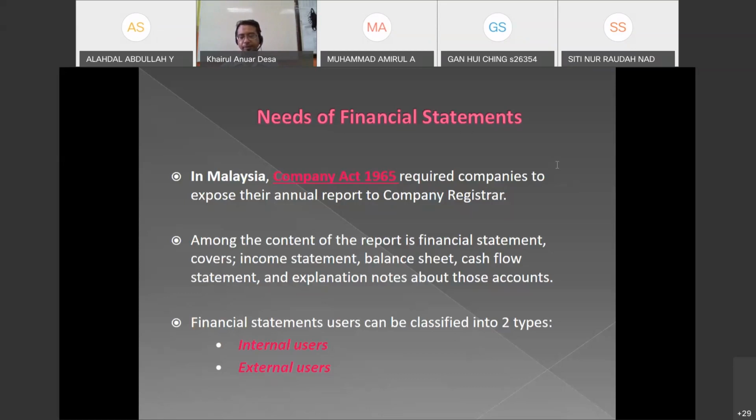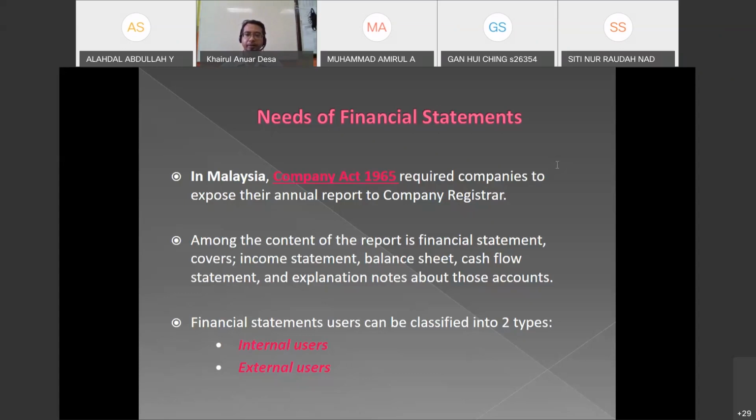All right. After this class, go to one of the company websites and see the annual report. You just type in Google annual report, let's say Proton annual report 2018, 2019, for example. One of the chapters in the annual report is the financial statement. Salah satu topik yang dibincangkan di dalam annual report adalah penyata kewangan.